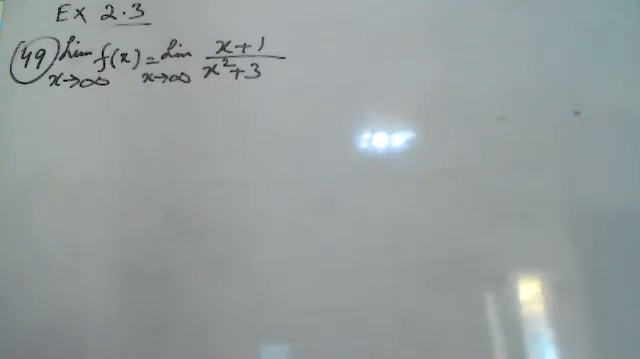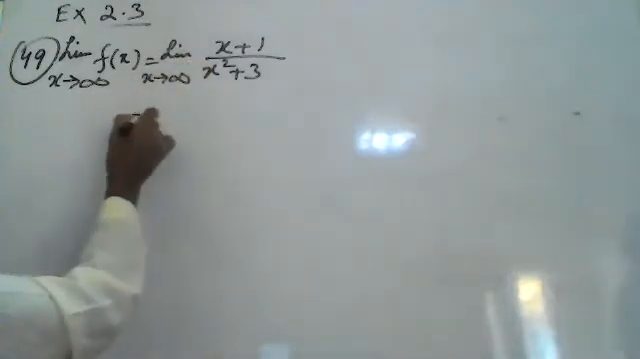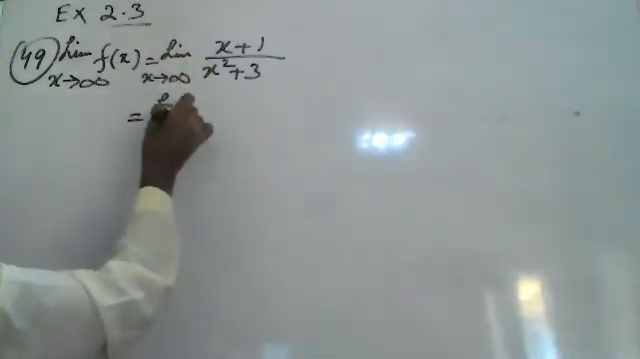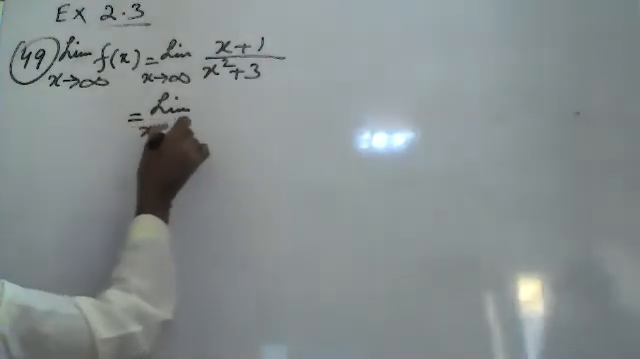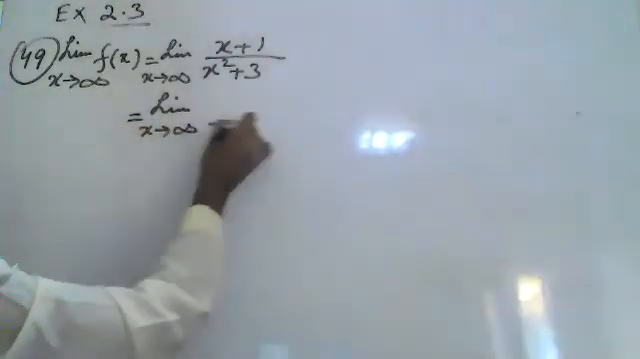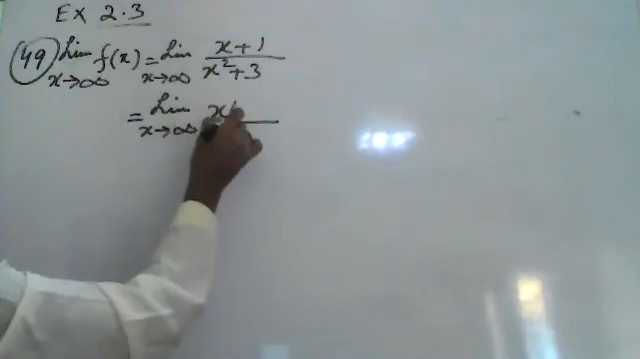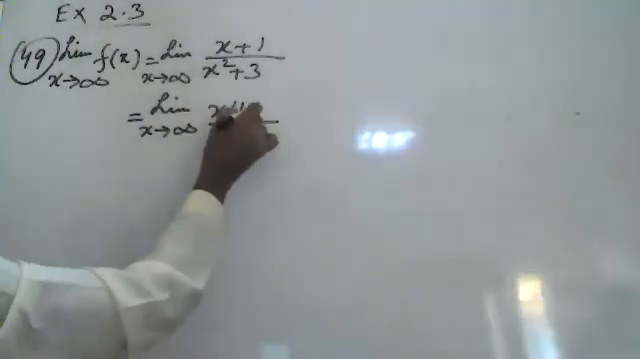Now we'll take common from the numerator. x is common. Inside will be 1 plus 1 over x.